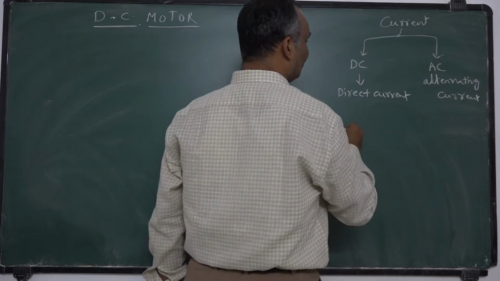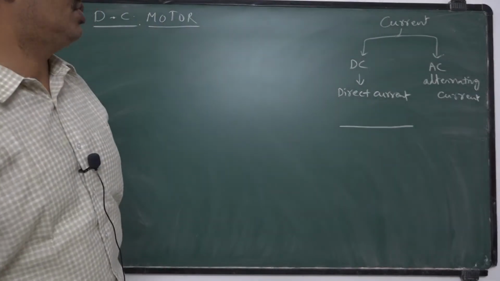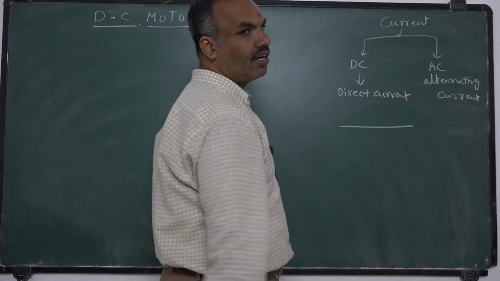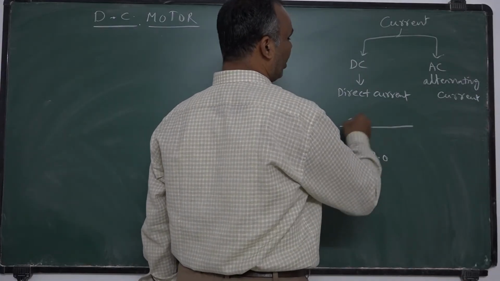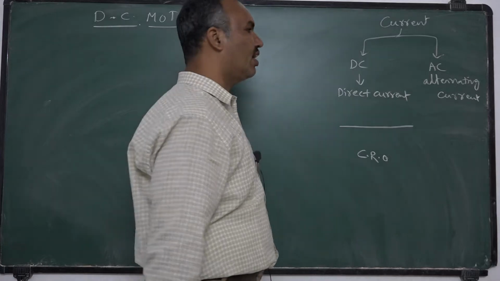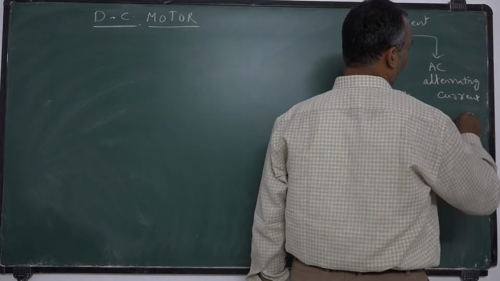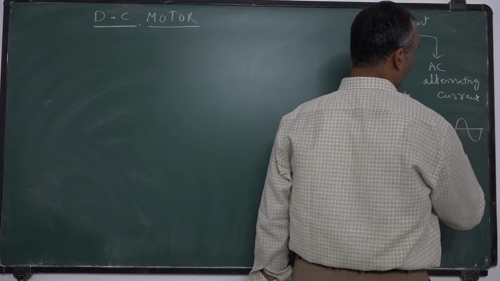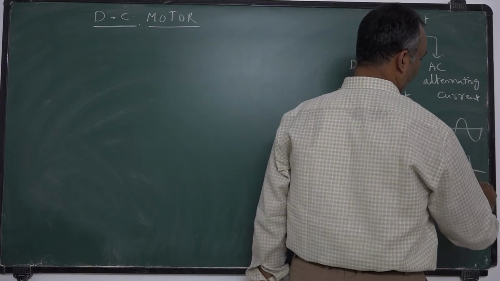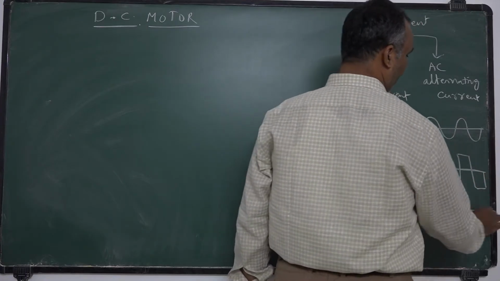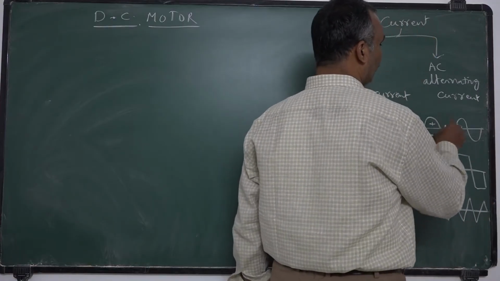A current which doesn't change its direction and always has a constant value is called direct current. In an instrument called CRO, cathode ray oscilloscope, direct current appears as a straight line. Whereas in the same instrument, alternating current has a shape like this, or like this, or like this.